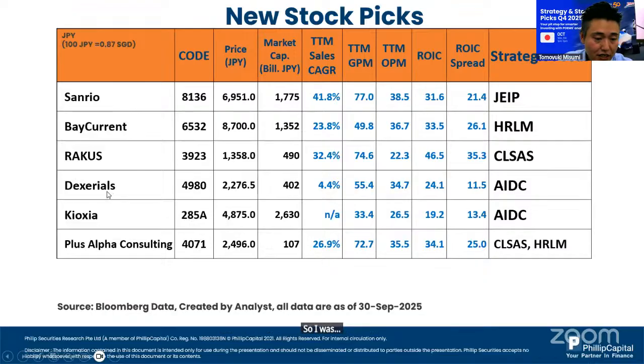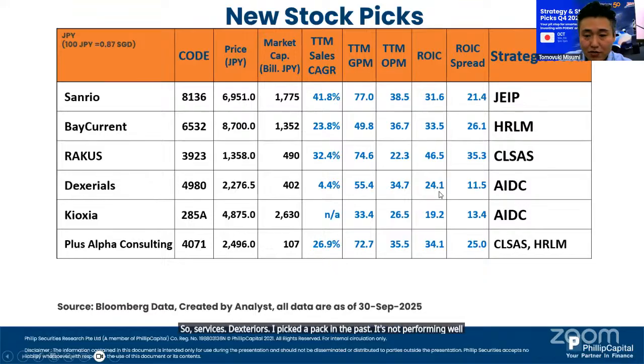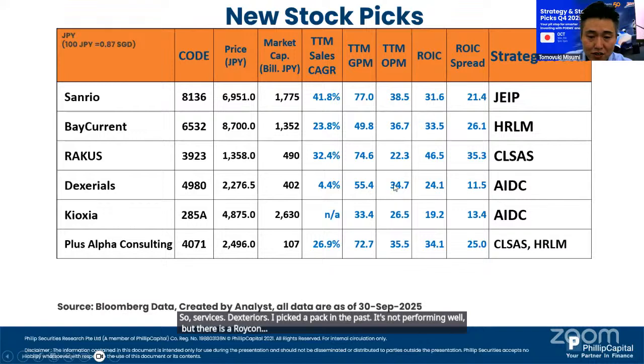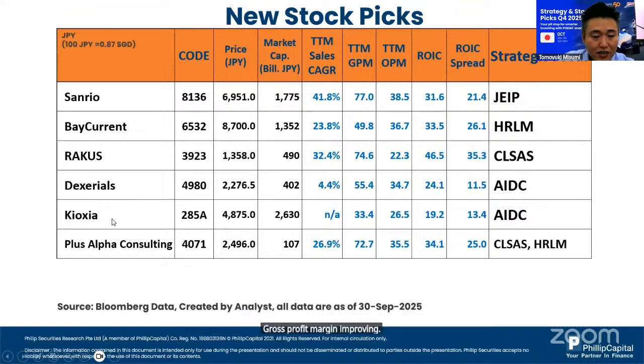services company. The exteriors, which I picked in the past, is not performing well, but there is a ROIC and gross profit margin improving. And Kioxia, a newly IPO company, but it is reported that they have a strategic alliance with NVIDIA. Plus Alpha Consulting, also a past pick stock, is returning as the next candidate.